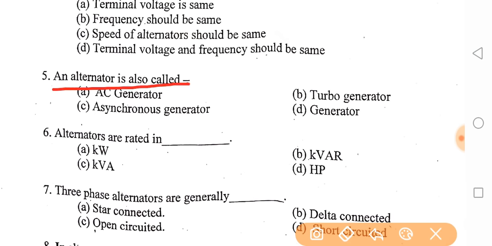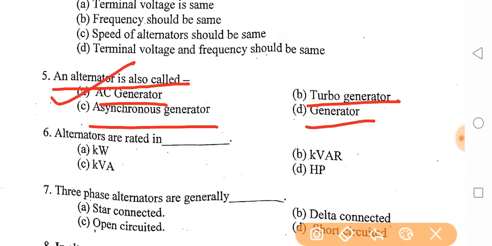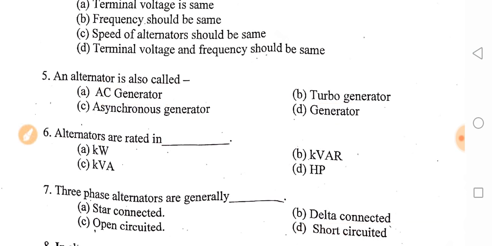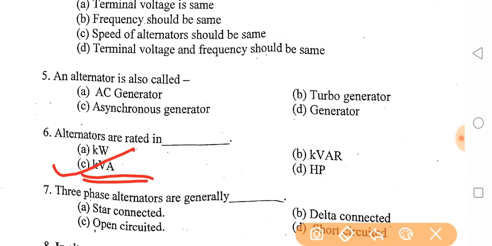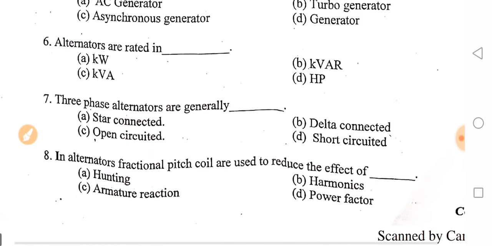Next is question number 5. An alternator is also called what? Turbo generator, asynchronous generator, or AC generator. So an alternator is called an AC generator. A is the right option here. Next, question number 6. Alternators are rated in. The rating of alternators is given in kVA. So option C is the correct answer.